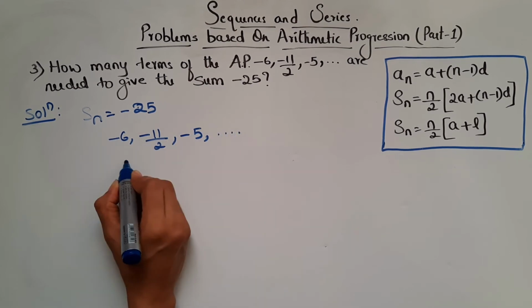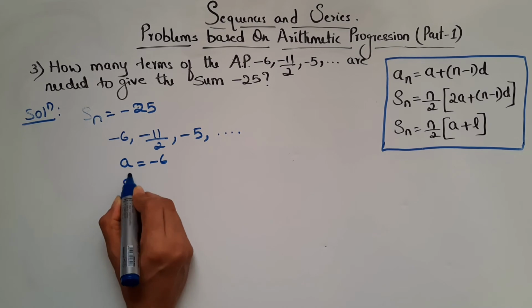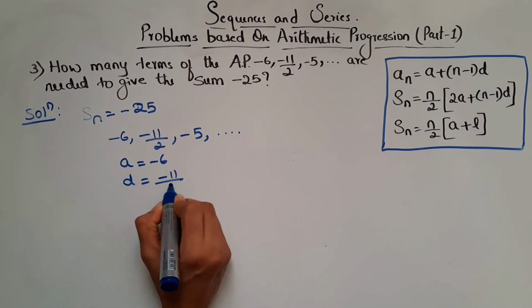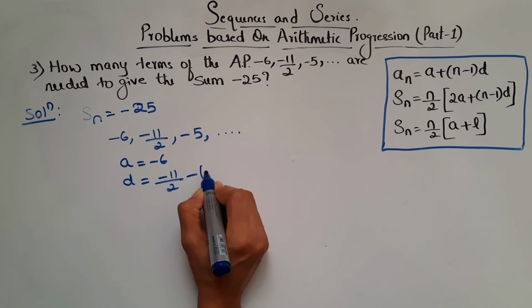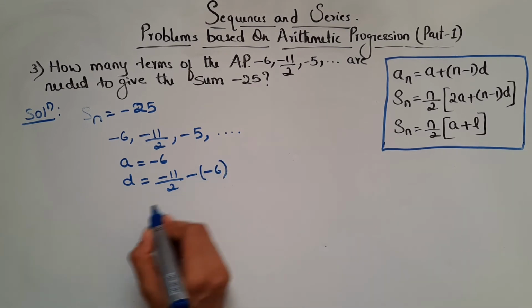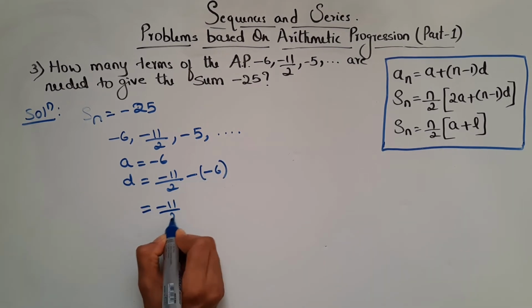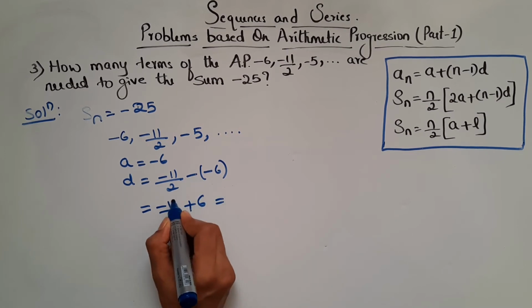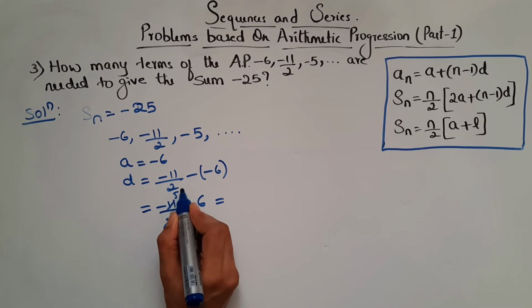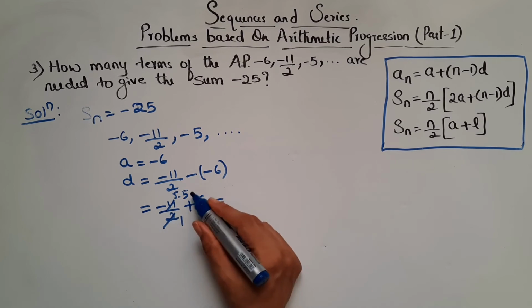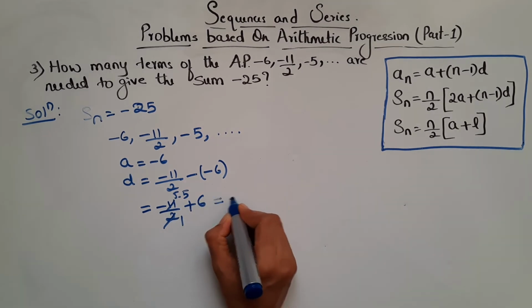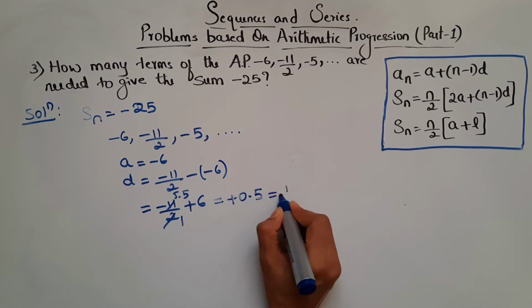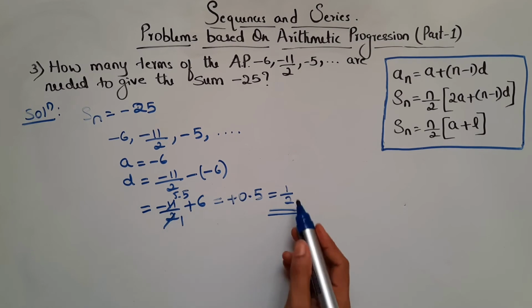From this we know a is minus 6, and what is d? Minus 11 by 2 minus of minus 6, minus of minus is plus, so minus 11 by 2 plus 6, which is minus 5.5 plus 6. That will give you plus 0.5, right? This you can also write as half. So what is d? d is 1 by 2.